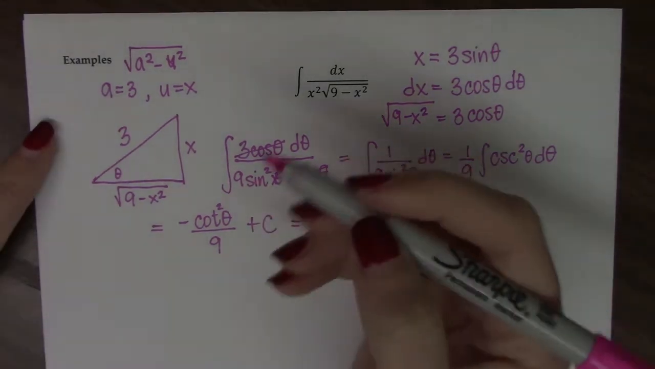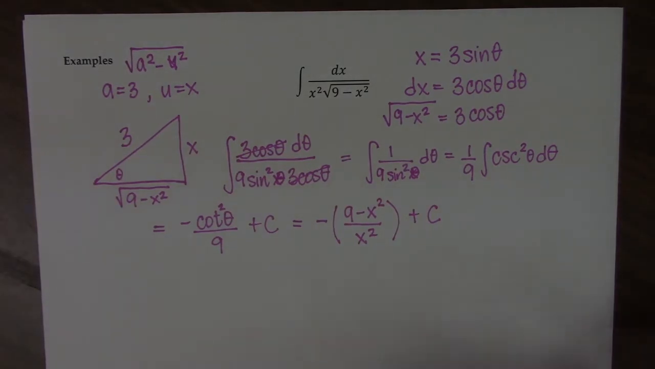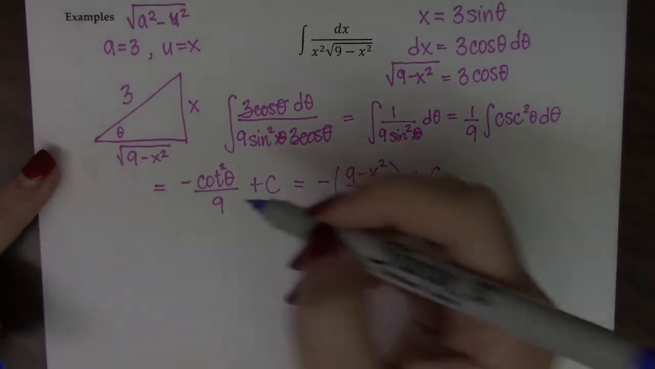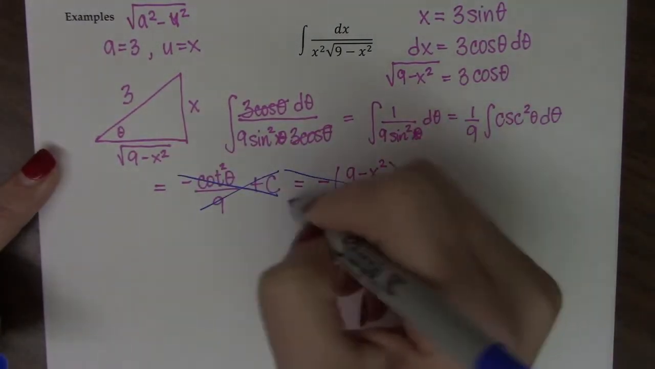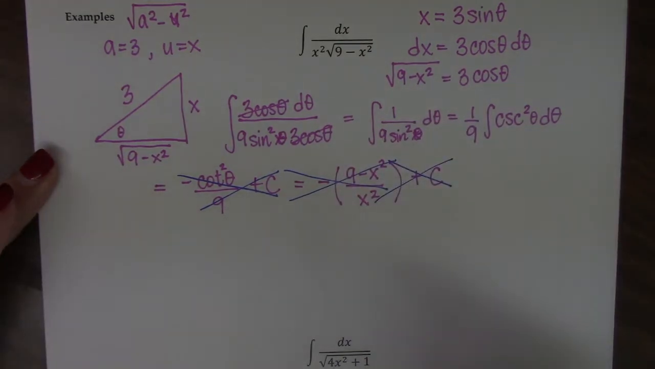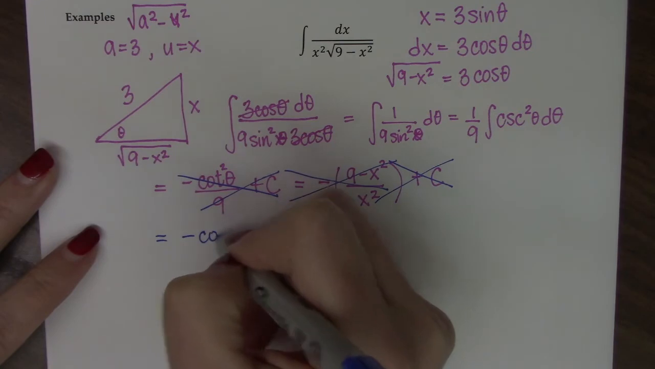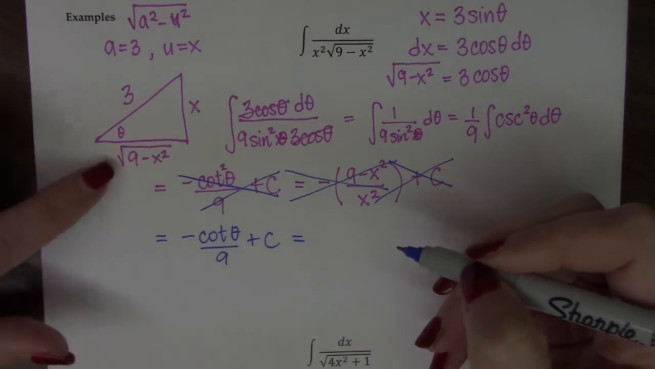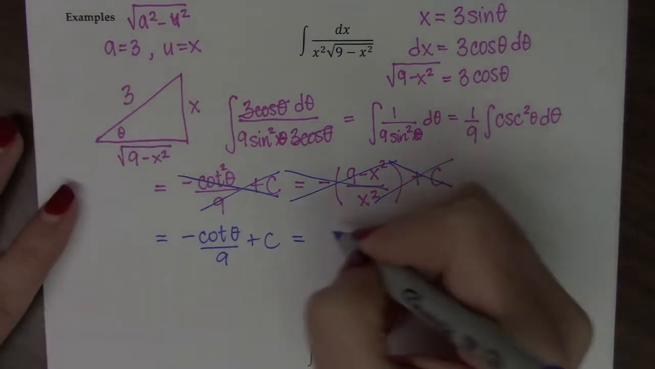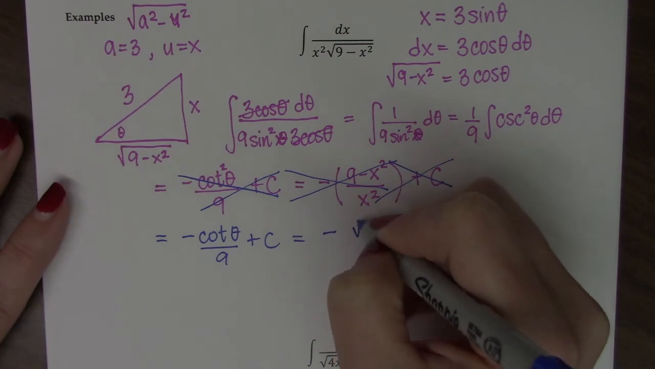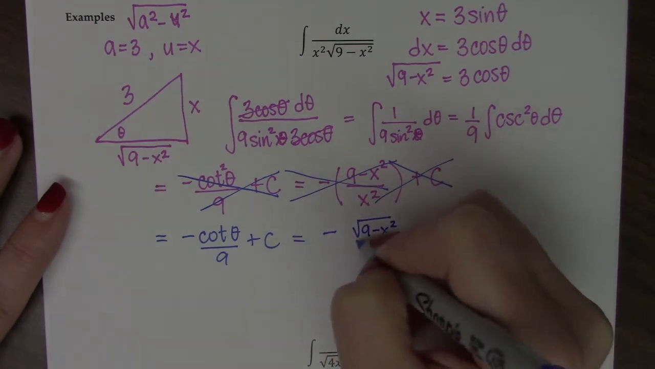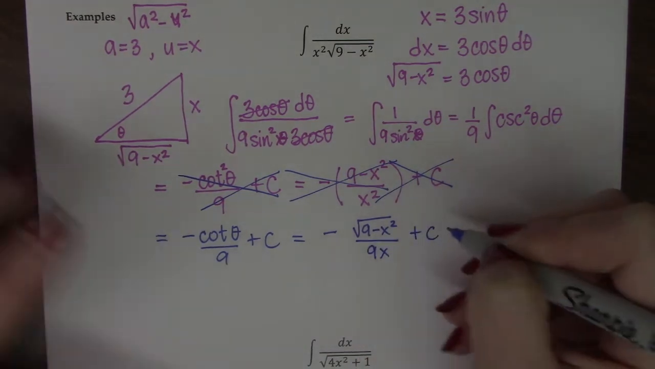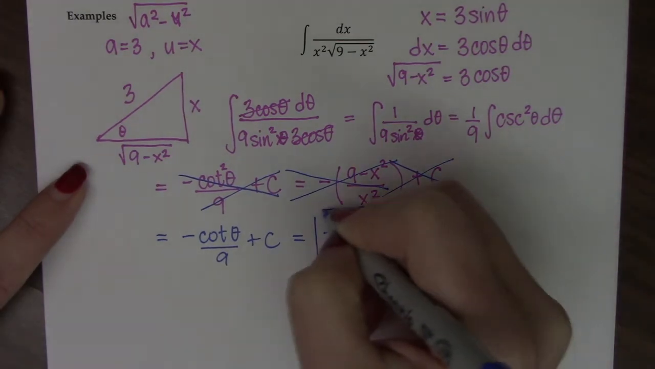Oops, I messed up. Sorry guys, my bad, I caught my mistake. The antiderivative of cosecant squared is just negative cotangent, not cotangent squared. My mistake, sorry. So this is negative cotangent theta over 9 plus c. This is easier because we don't have to square these sides. So it's still adjacent over opposite. So we say negative square root of 9 minus x squared over x, but it's multiplied by 9 in the denominator, so we get 9x plus c. So this is actually the correct answer.